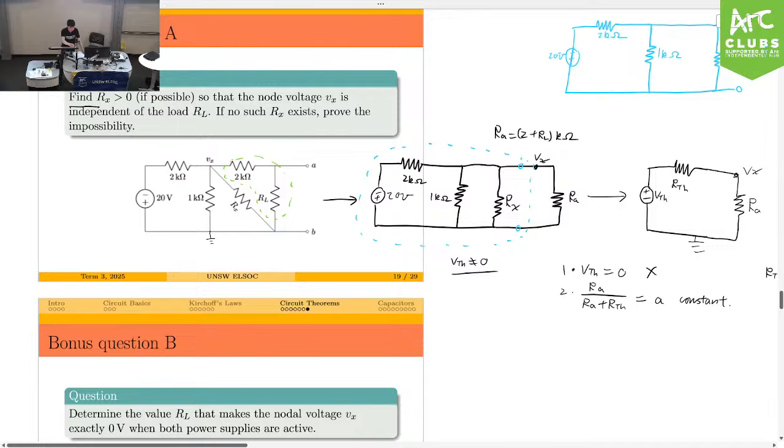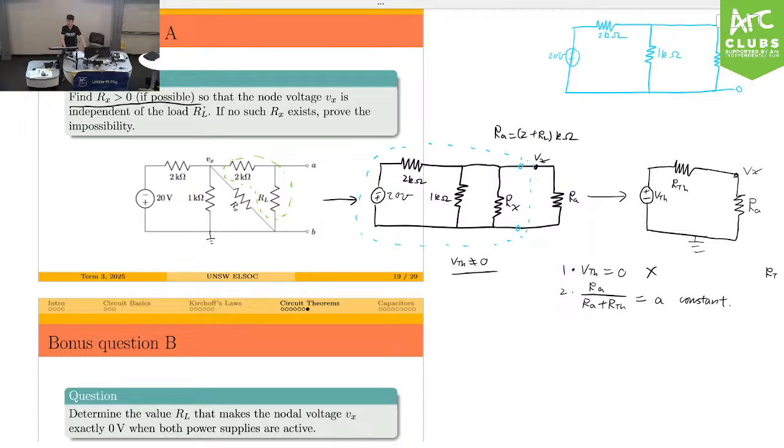But then we want to find a positive Rx. So this cannot happen. So there's no matter what Rx we set, the voltage Vx is always going to be dependent on RL. So cool. Are there any questions regarding this?